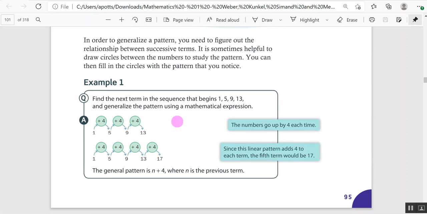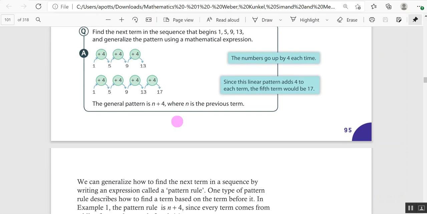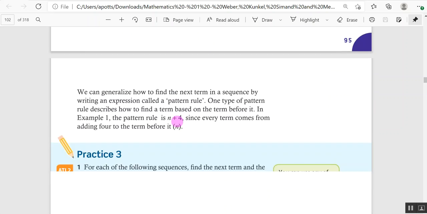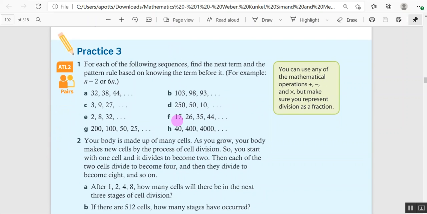Right, so, generalising a pattern. We've got this, goes up plus 4. The term to term goes up by 4 every time. It's a linear pattern because it goes up by the same thing. This is linear because it's always add 4. If it's not always add 4, it's not linear. Each of these sequences, find the next term and the pattern rule. So 38, 34, 38, 44 is always add 6. All right, so we're all good.